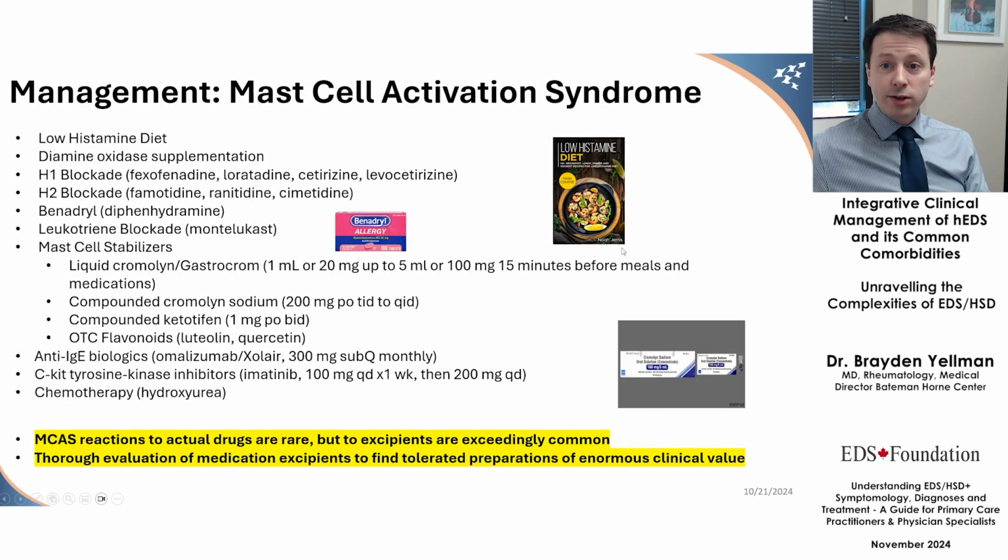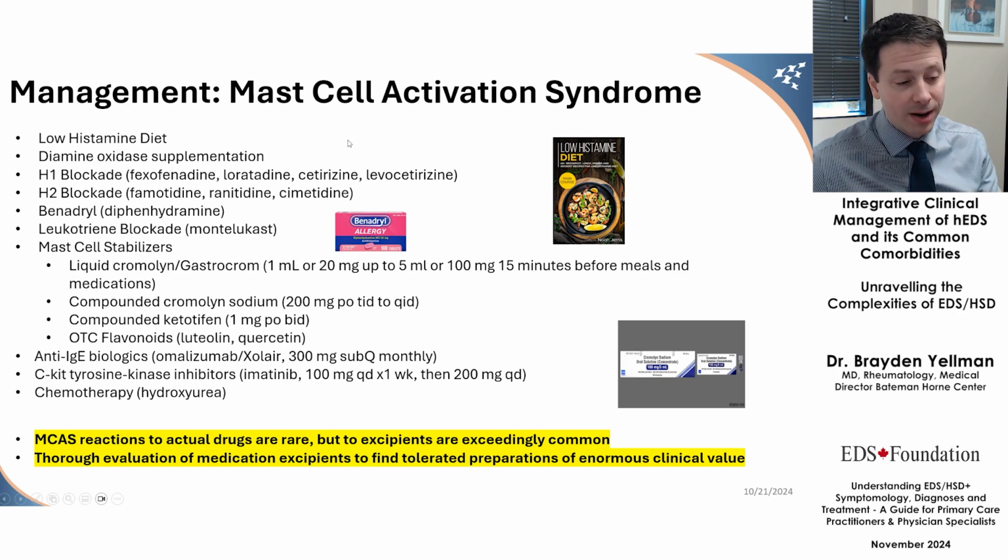What are the treatments that we use? We use anything from a low histamine diet, though that's hard to keep on, diamine oxidase to reduce histamine in dietary foods, also reducing leftovers, which are really high in histamine, H1 and H2 blockade. We all know Benadryl and leukotriene blockers. We use a lot of mast cell stabilizers, including liquid cromolyn or compounded cromolyn sodium, compounded ketotifen, or over-the-counter flavonoids like luteolin and quercetin. These are really good places to start if you think a patient has mast cell activation and you want to see that clinical improvement with drugs.